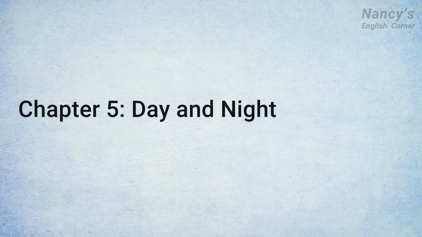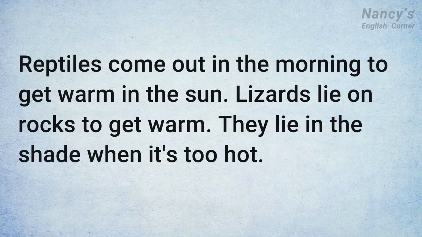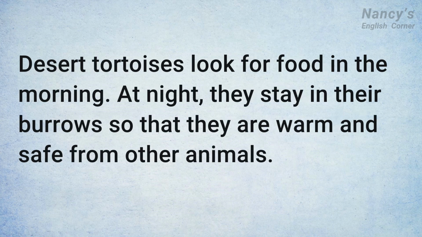Chapter 5. Day and Night. In deserts around the world, different animals come out at different times. Reptiles come out in the morning to get warm in the sun. Lizards lie on rocks to get warm. They lie in the shade when it's too hot. Desert tortoises look for food in the morning. At night, they stay in their burrows so that they are warm and safe from other animals.